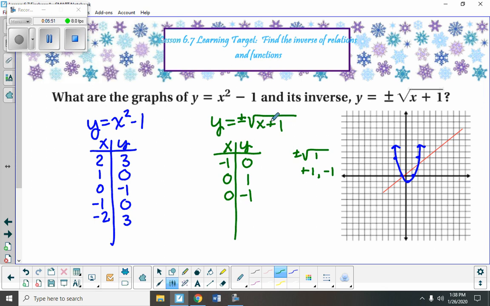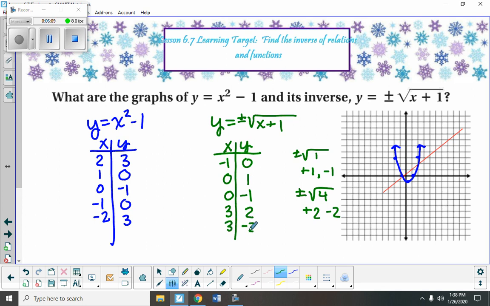So let's pick a number that will make a perfect square. So let's plug in 3. So 3 plus 1 is 4. So when you plug in 3, you would have plus or minus 4, which is +2 and -2. So when we substitute in 3, out comes 2 and out comes -2.